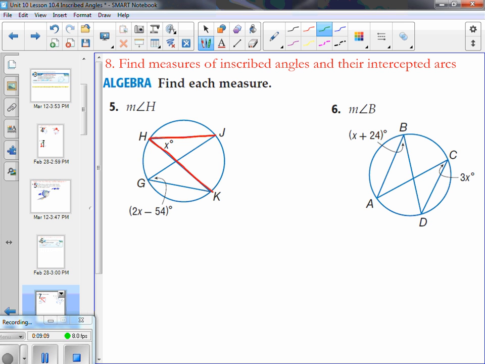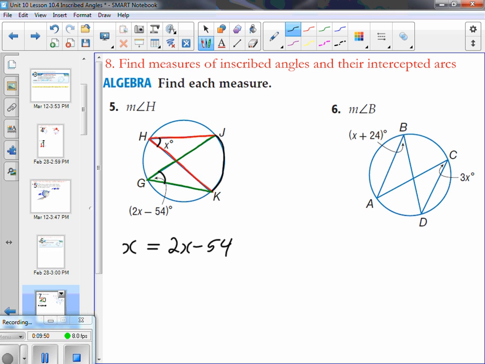And then look at angle G here. It's also an inscribed angle because G is on the circle. And notice that both of those inscribed angles intercept arc JK. So according to our theorem, since those two inscribed angles intercept the same arc, those two angles are congruent to each other. So if those two angles are congruent to each other, doesn't that mean that the measure of angle H equals the measure of angle G?